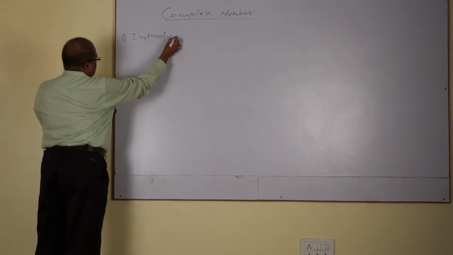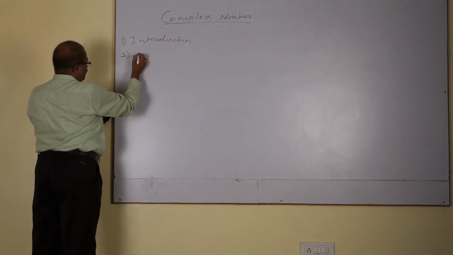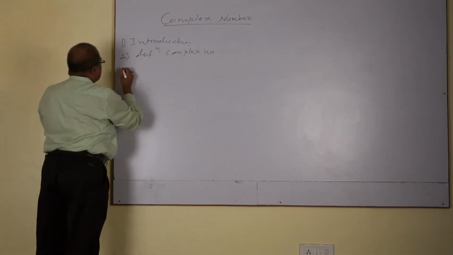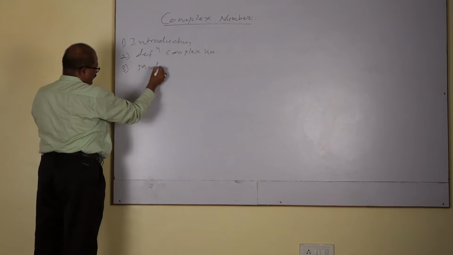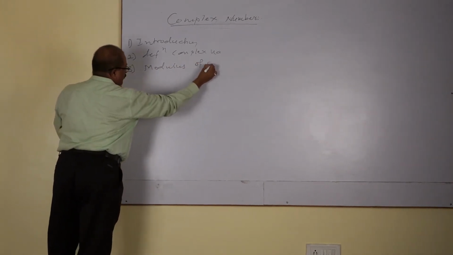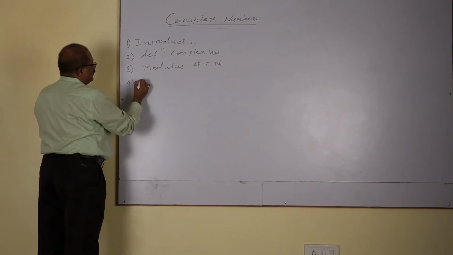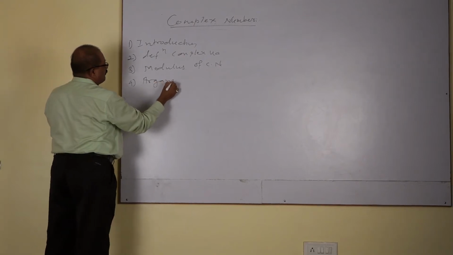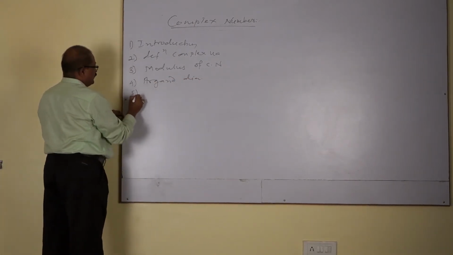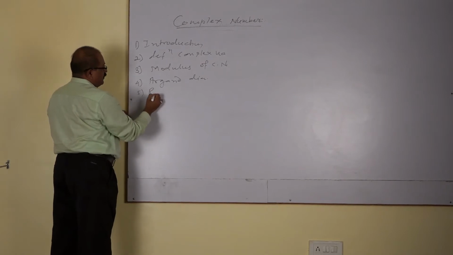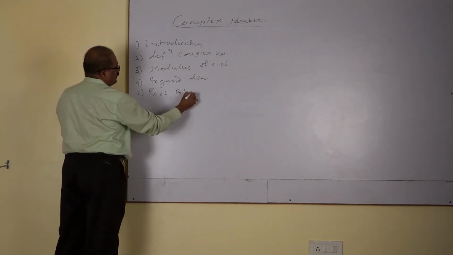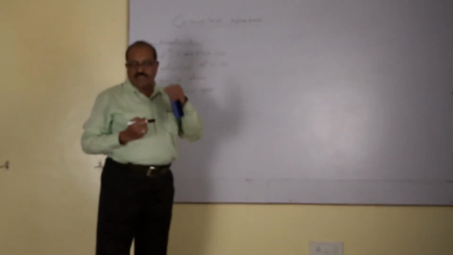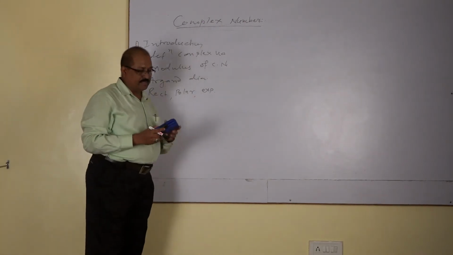complex number, then how to define the complex number, then the third part is the modulus of a complex number, then the representation of the complex number by using the Argand diagram, and various forms of the complex number: rectangular form, polar form, exponential form, etc. So, in this video lecture, we cover all these points one by one.